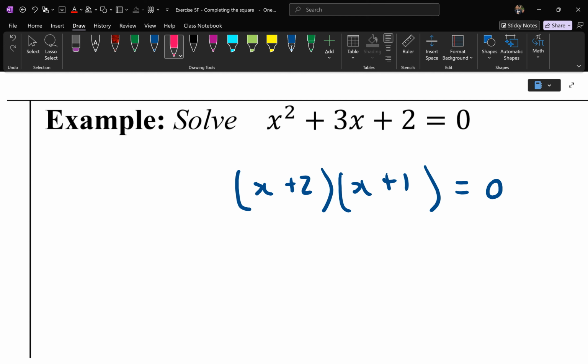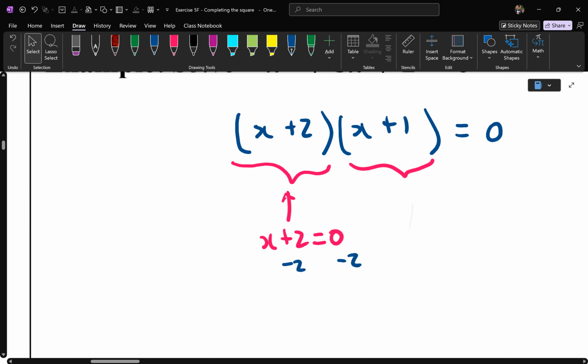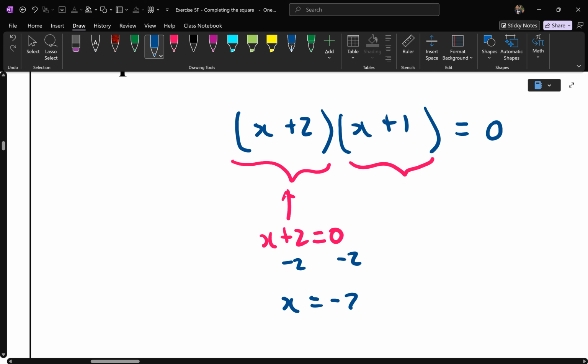Then the next bit is, okay, if it does equal to 0, so if this times this does equal to 0, then what would x have to be to make it true? Now, the same logic applies. Something times something equals 0. So that means in this bracket, whatever the number x is, how do I make that 0? If this was meant to equal to 0, what would x have to be? So I'm asking x plus 2, if it had to equal to 0, what would x have to be, Joanne? Negative 2.